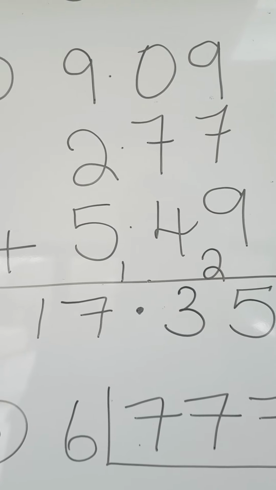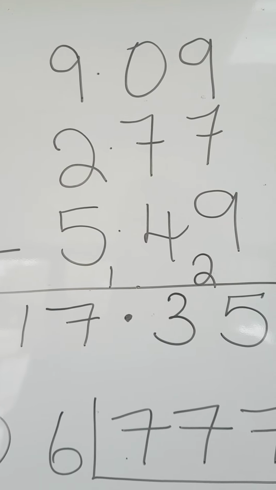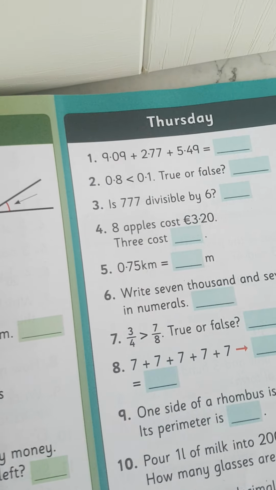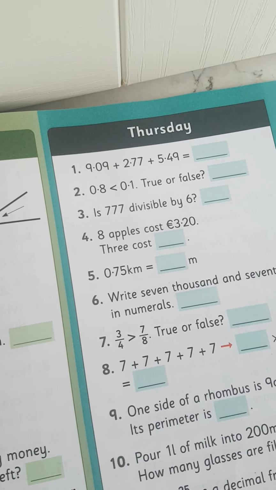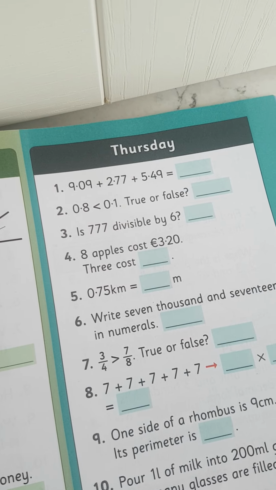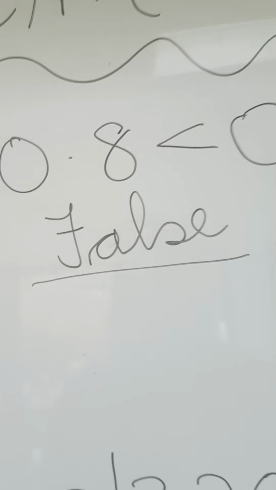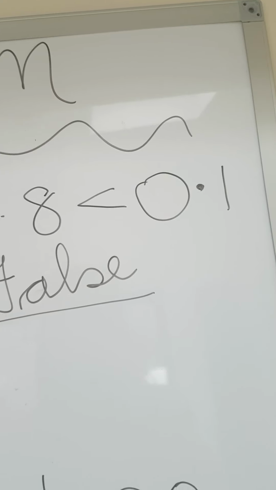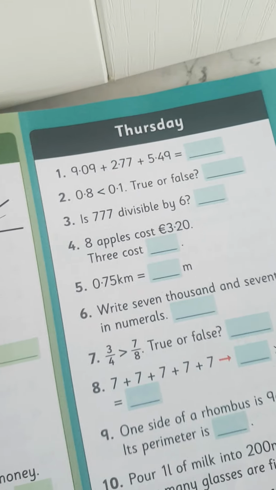So 17.35 is our answer there for the first one. Question 2. 0.8 is less than 0.1, true or false? So that's going to be false because 0.8 is greater than 0.1.